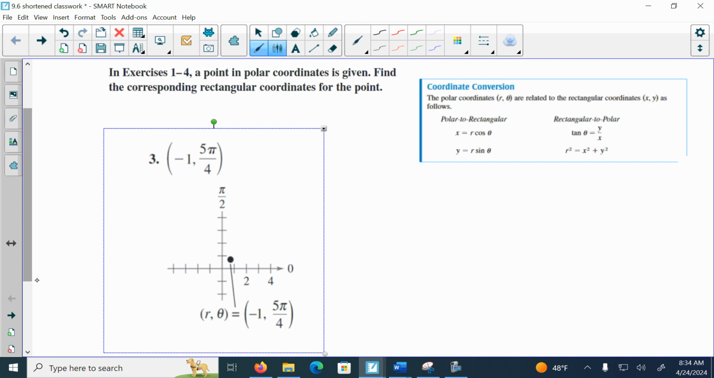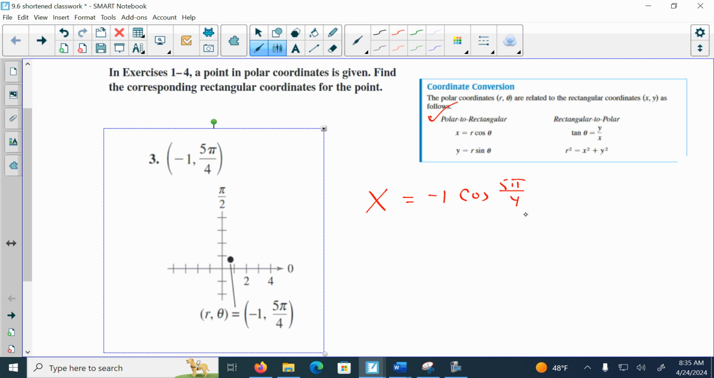So I have my r equal to -1. My theta is equal to 5 pi over 4. I want to change that to rectangular. So I'm going to follow this formula here that says polar to rectangular. And to find x, x is equal to my radius, which is -1, times the cosine of 5 pi over 4.